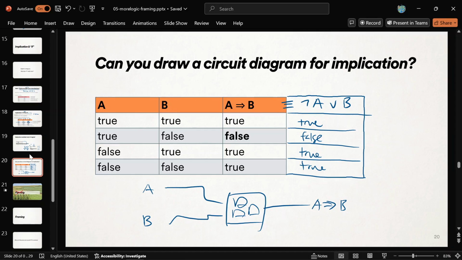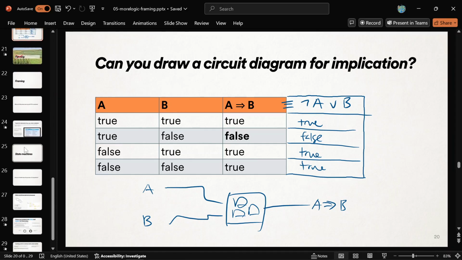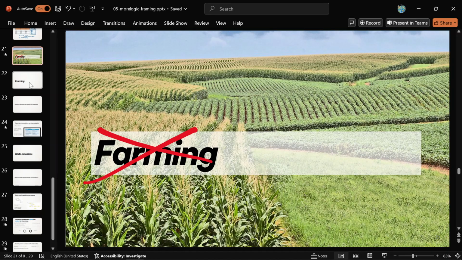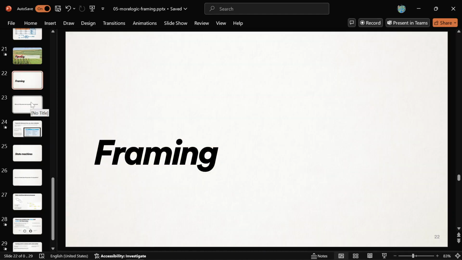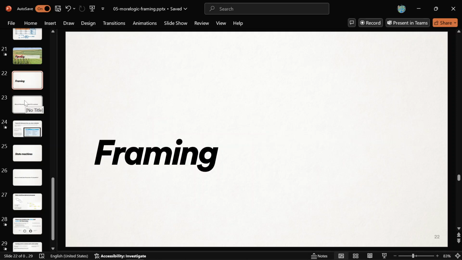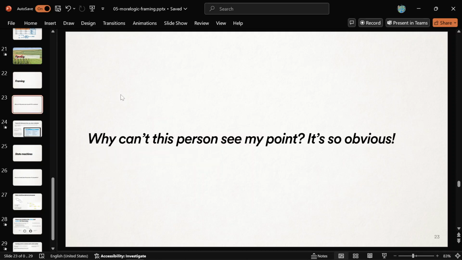All right, so the last thing that I want to talk about today, I guess I have two topics. The last two topics. The first one is called framing, and I accidentally spelled it "farming" the first time I made these slides, and I'm just going to keep that forever because I thought that was funny. So framing is an idea of somebody's frame of reference, somebody's point of view.